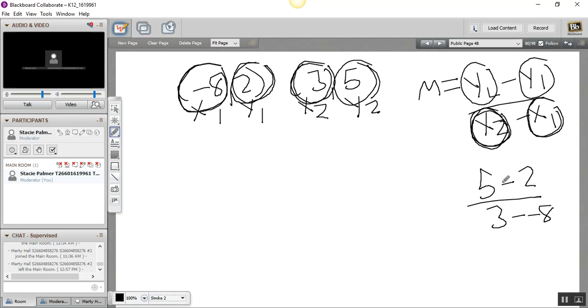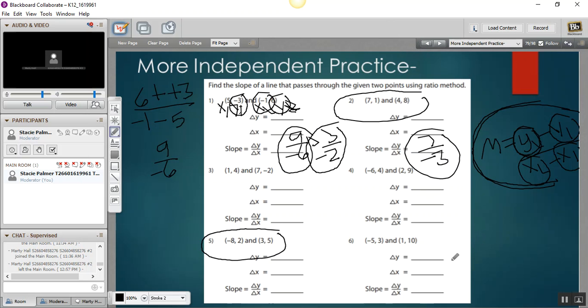Now we just simplify. 5 minus 2 is 3. 3 minus a -8 is 11. So the slope of this line is 3 over 11. And we found it without having to graph and count. Okay, let's go ahead and do one more.